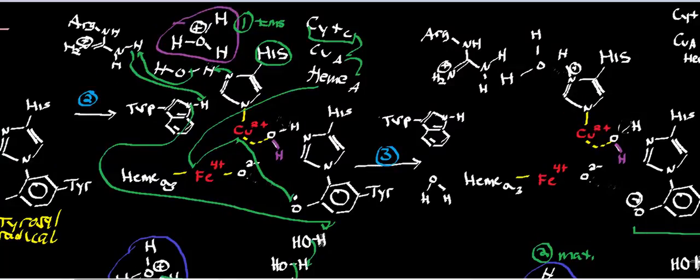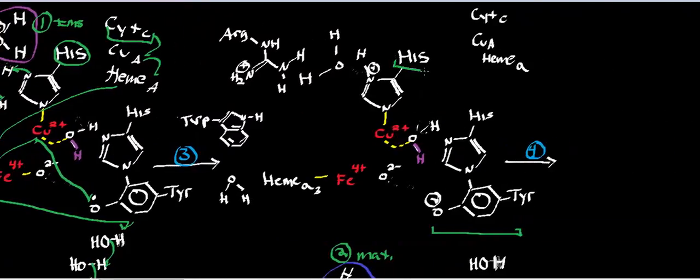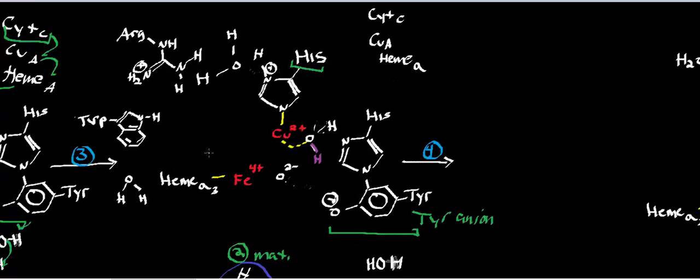So notice that this histidine now is in the protonated state, and we also have this tyrosine anion. The next mechanistic step is actually pretty simple. This tyrosine anion is then going to deprotonate the water that's in a coordinate covalent bond to the copper B here that's in the active site.